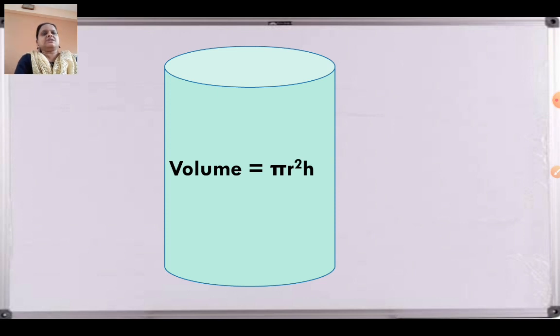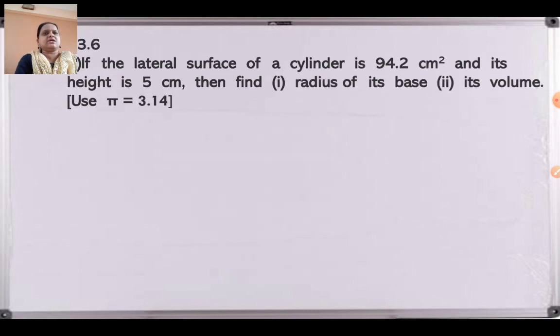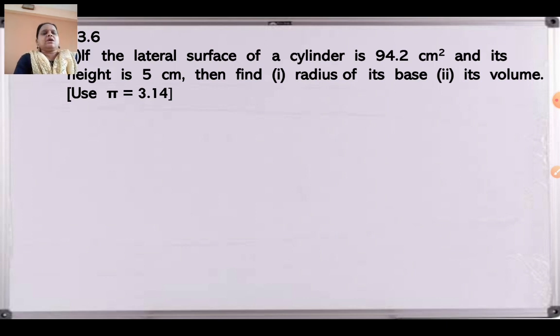What is r? R is a radius because the base is nothing but in a circular shape and the radius of that circle is r. So let us start with exercise 13.6. If the lateral surface area of cylinder is 94.2 centimeter square and its height is 5 centimeter, then find the radius of its base. Second part, its volume also. Yes, so we have to find the radius as well as volume.